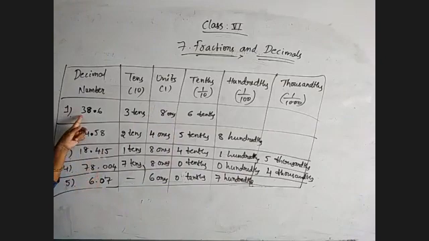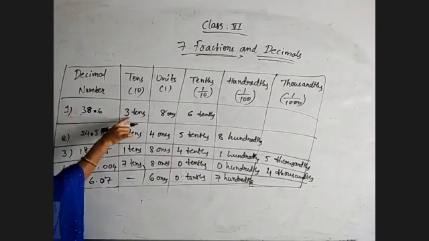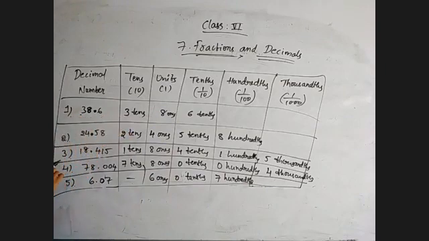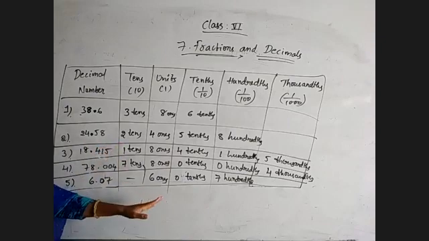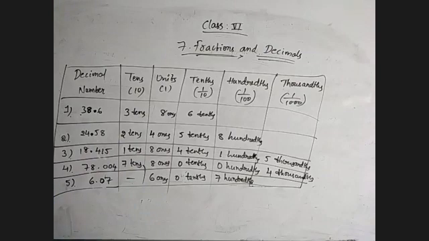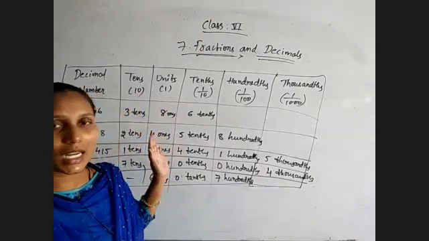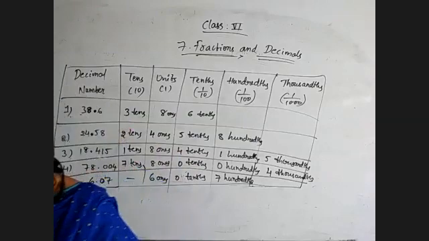The place value of 3 in the tens place is 3 tens, otherwise 3 into 10, 30. Like that we will do 24.58 also. So all these are the decimal numbers and the respective place values of each digit of that number. Remaining topics depending on decimals we will discuss in the next class.